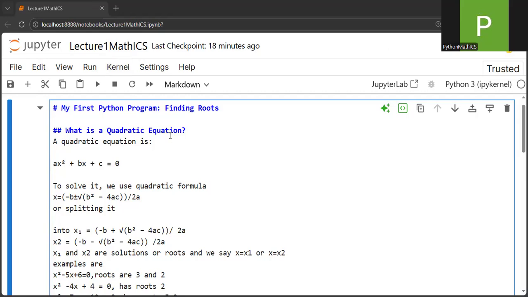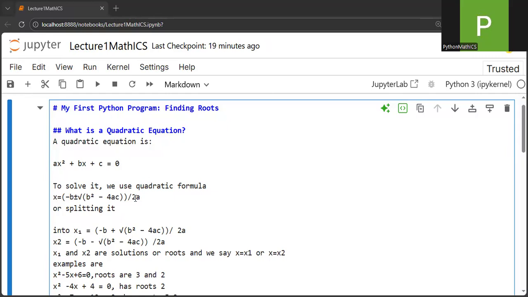Now, if we look here, a quadratic equation is basically this type. Here we have a square term, and second is the linear term. So in simple mathematical terms, you can say we have ax squared plus bx plus c equals 0. So this is basically a quadratic equation. Now to solve it, we use the quadratic formula: x is equal to minus b plus minus square root of b square minus 4ac divided by 2a.